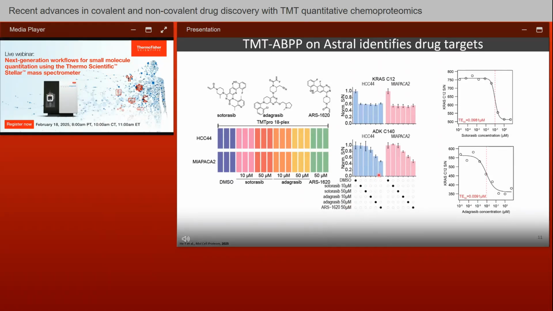in real patients. This is adenosine kinase cysteine 140. You see this response effect too with adagrasib in both of the cell lines. And we can cover a wider concentration range to get the dose response curve as well for the designated targets. You get nanomolar IC50 values too.